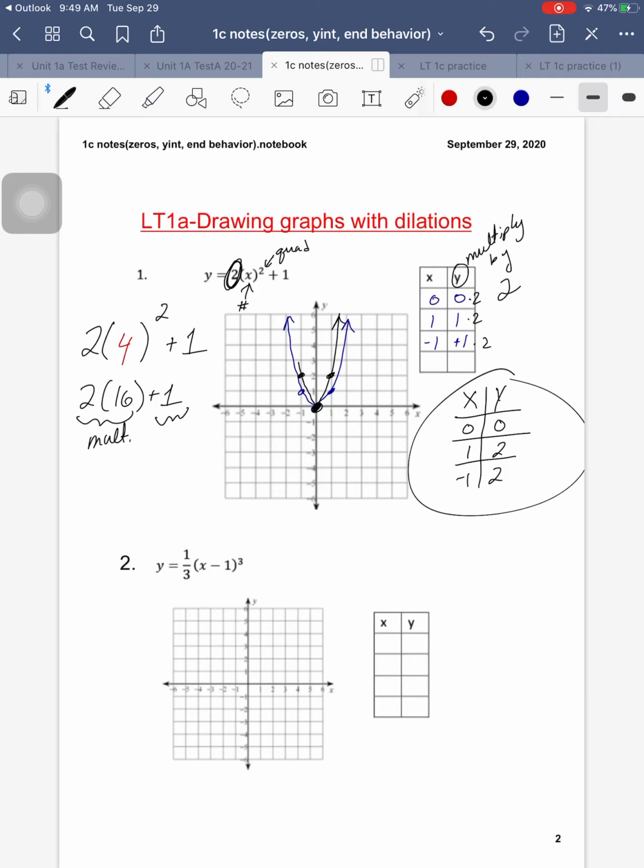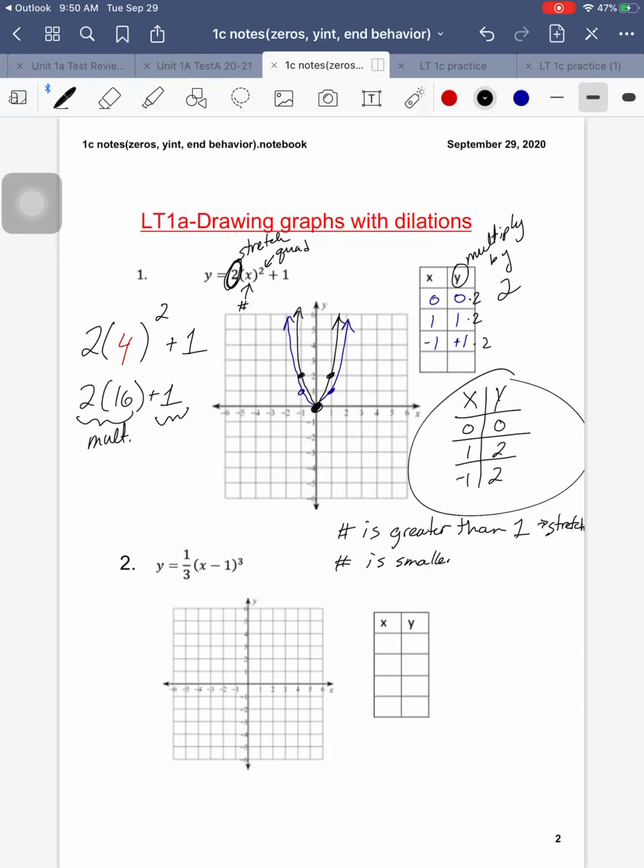Now redraw the graph. So as you see, from the parent function, when we do a dilation in this case, this is compressing it. Or no, sorry, it's stretching it. It's making it thinner. So this is a stretch. If the number is greater than 1, there'll be a stretch.